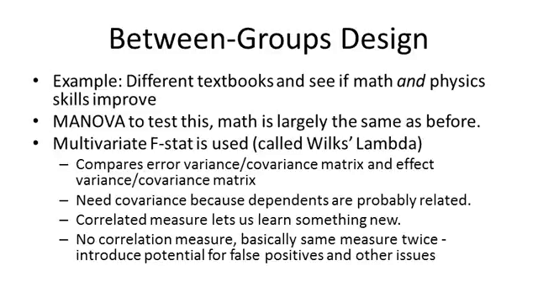Correlated measures, when we know that there's a correlation calculated, actually let us learn something new. If we didn't do this, if let's say we just did two ANOVAs, if they were correlated, then you would basically be doing the same measure twice, and you introduce the potential for false positives and other issues.